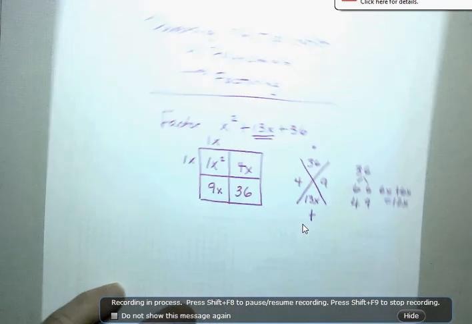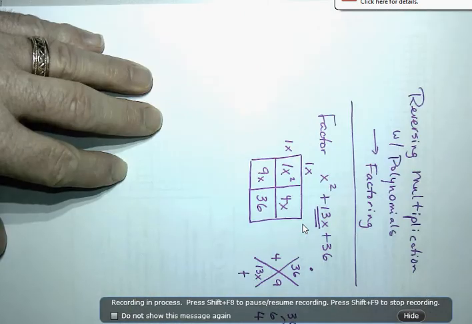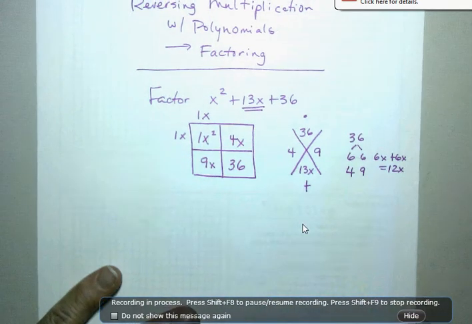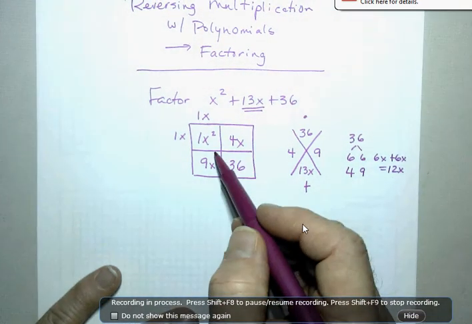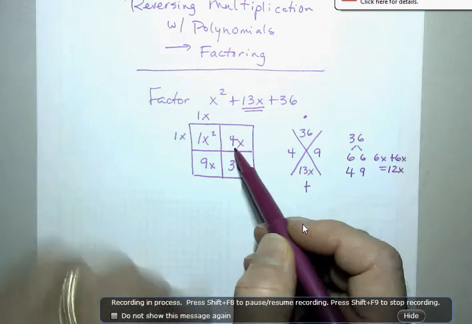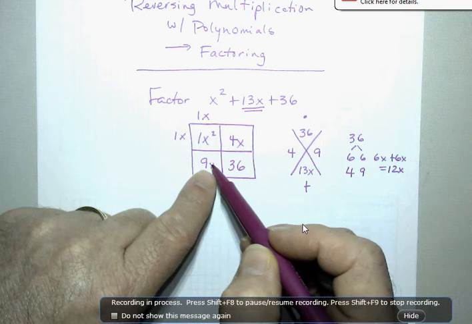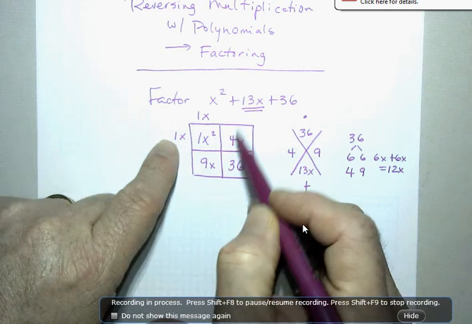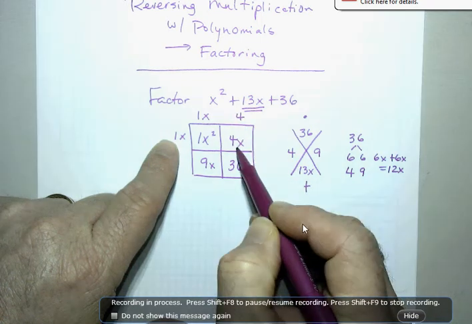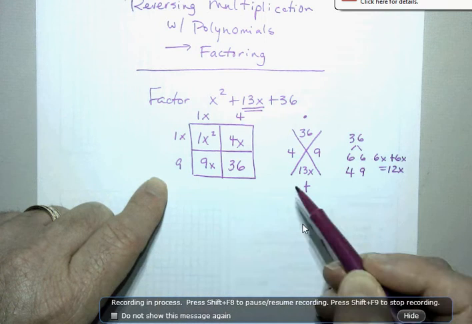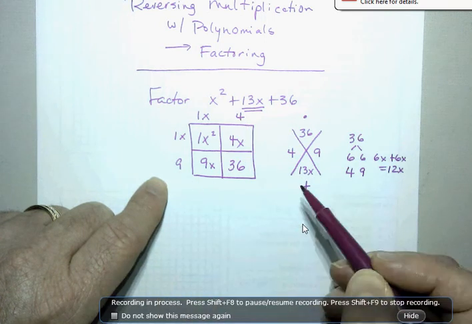Now, it doesn't matter which one's where. We've talked about how it doesn't matter which factor you put where. So the 4x and the 9x can be flip-flopped, and that doesn't matter. It's just turning the rectangle. So this must have meant I had 4x's and 9x's. Well, 1x times 4 will give me 4x, and 1x times 9 will give me 9x, and 4 times 9 will give me 36.